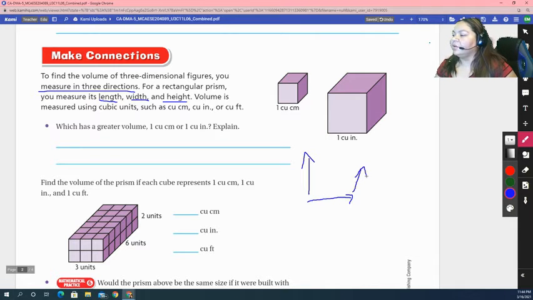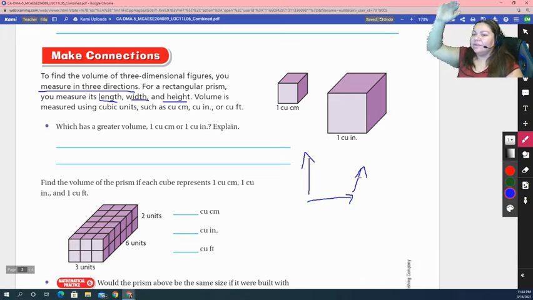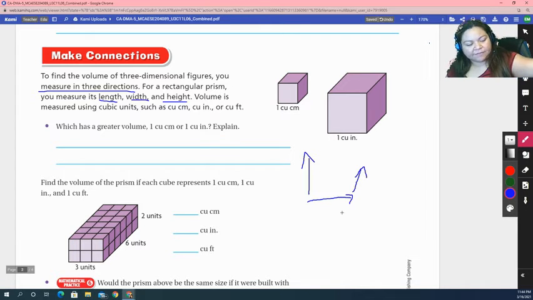So basically we're going in 3 directions: how long, how wide, and how high. Okay, so it's 3 directions. I'm going to take, for example, a box. I have here some envelopes. I hope you can see that very well.